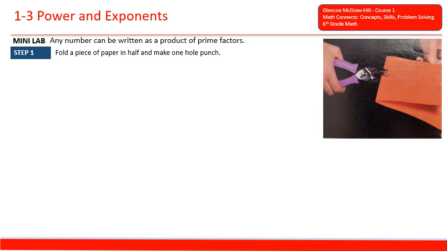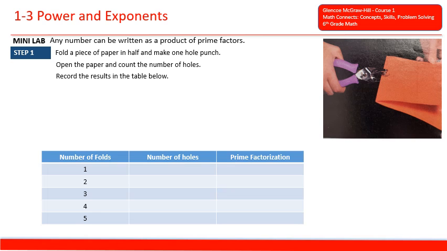Step one, fold a piece of paper in half and make one hole punch. Open the paper and count the number of holes. Record the results in the table below. So if you fold it once, there should be 2 holes when you open it up.